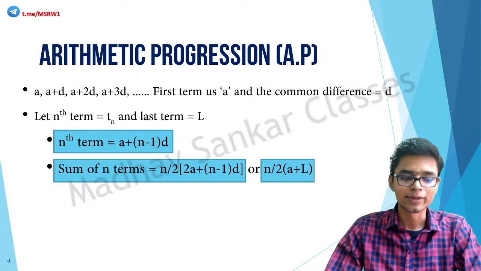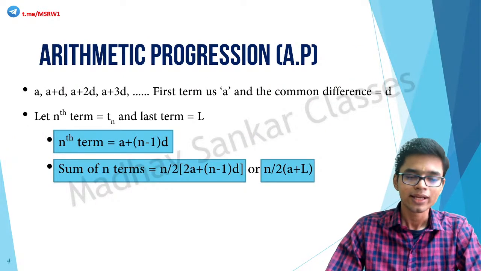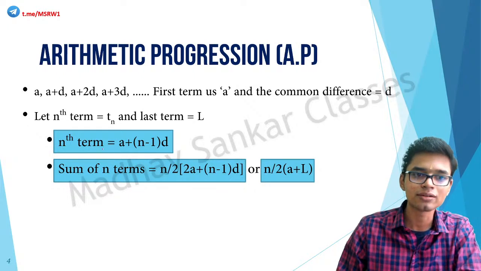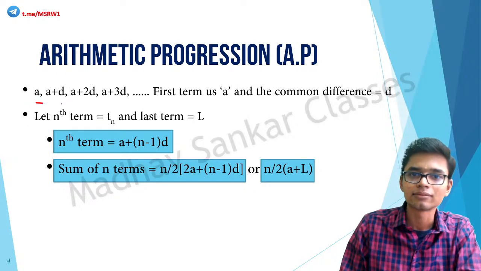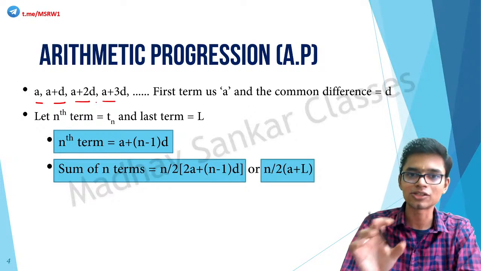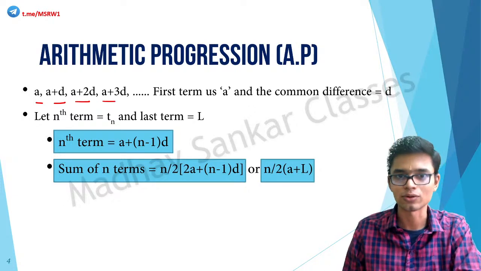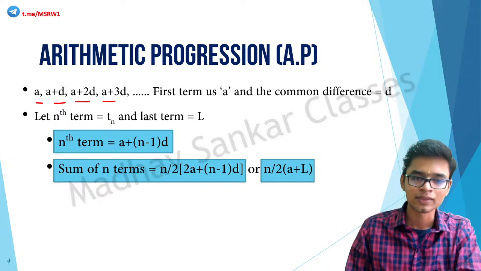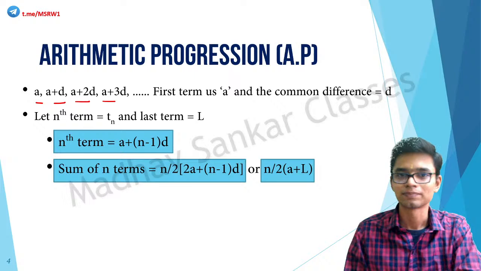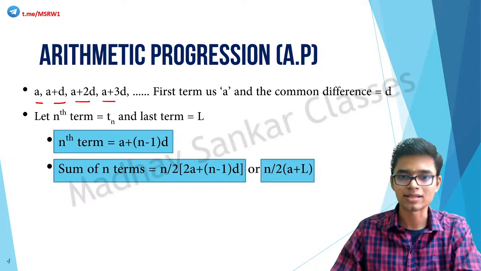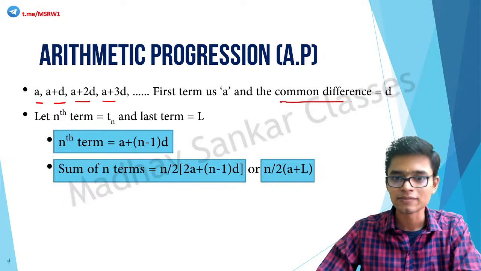Now starting with arithmetic progression. So what exactly is an arithmetic progression? An arithmetic progression goes on like this: a, a plus d, a plus 2d, a plus 3d, and so on. So what is this a and what is this d? A is the first term of the series, and d is commonly called the common difference.